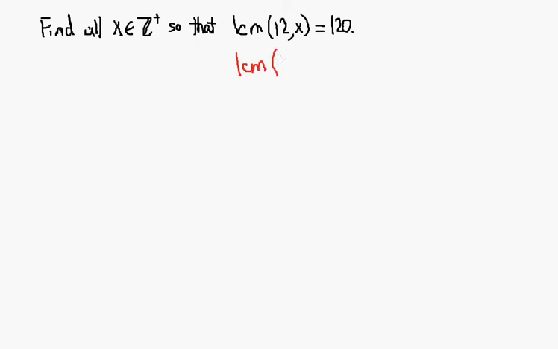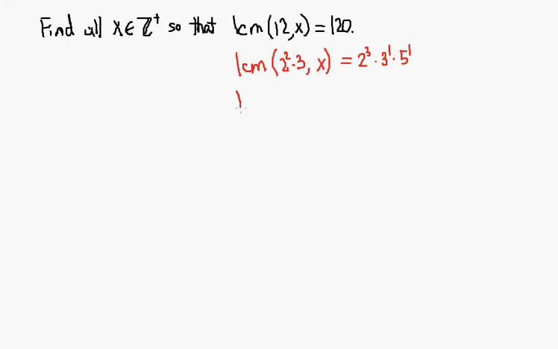Well, 12 is equal to 2 squared times 3. So the LCM of 2 squared times 3 and x is going to be equal to 120. Well, 120 is going to be 5 times 24, and 24 is 8 times 3. So we have 8, 2 to the third, times 3 to the first, times 5 to the first power. So that's 8 times 15 is 120. So clearly the prime factors of x have to be 2, 3, and 5.